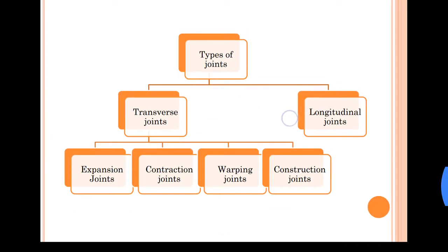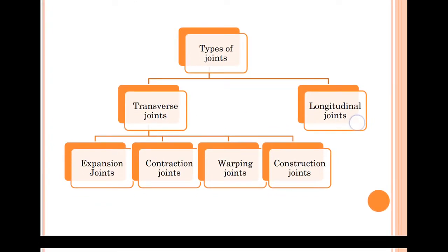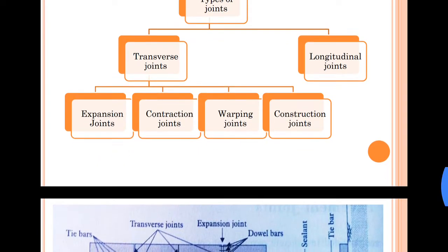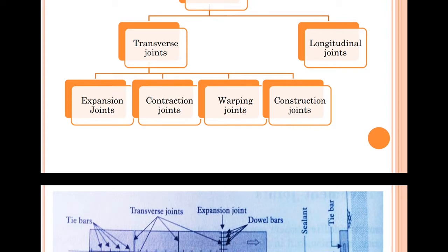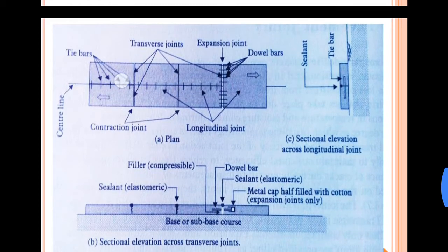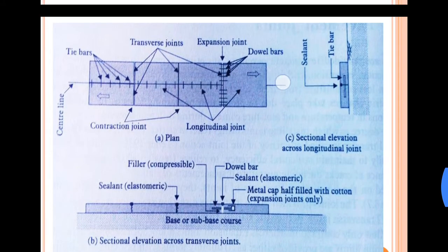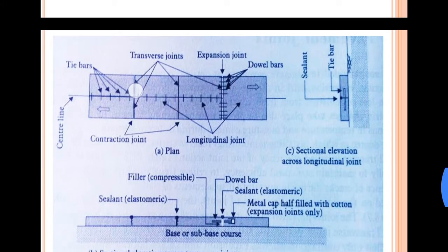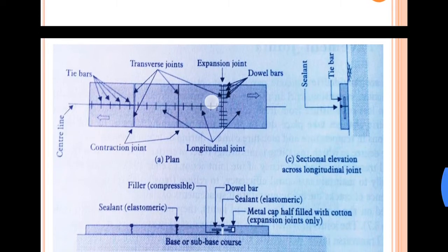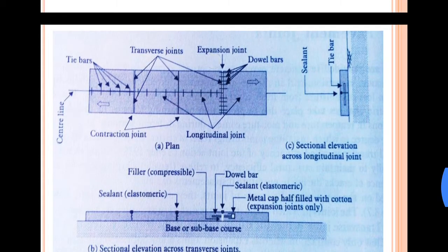Now, what are the different types of joints? They can be broadly classified into transverse joints and longitudinal joints. In transverse joints we have expansion joint, contraction joint, warping joint and construction joint. Now here in this figure, this is the road in the longitudinal direction. Along this direction you have the longitudinal joint, and across this you have the transverse joint.